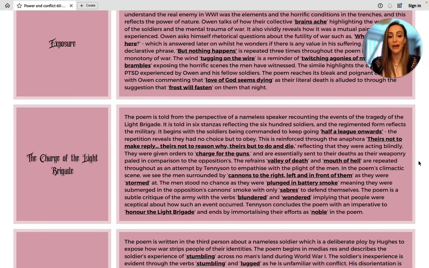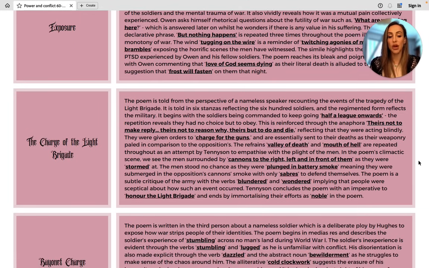In the poem's climactic scene, we see the men surrounded by cannons to the right of them, cannons to the left of them, and cannons in front of them, as they were stormed at. The men stood no chance as they were plunged in battery smoke, meaning they were submerged in the opposition's cannons smoke, with only sabres to defend themselves.